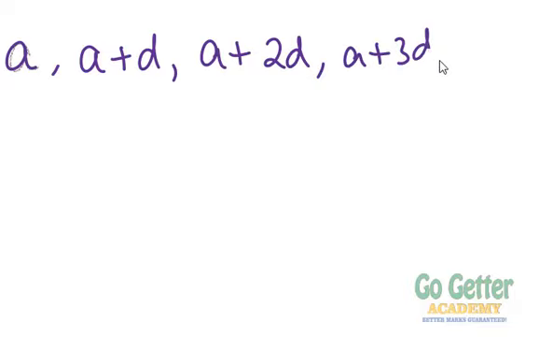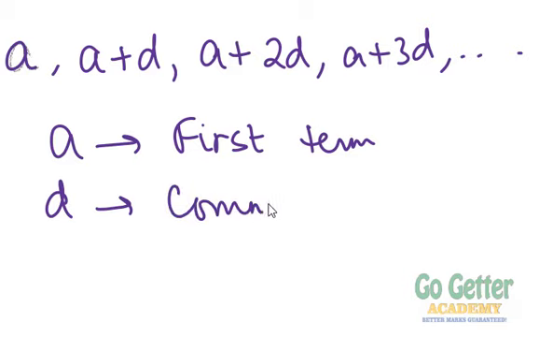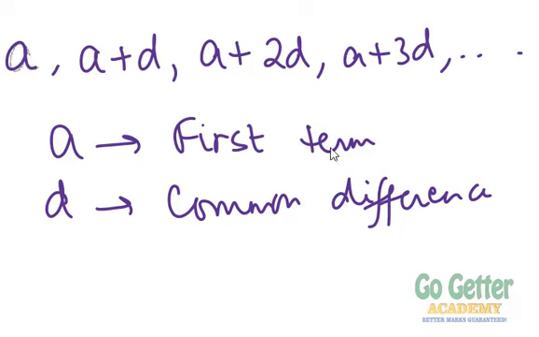What is A here? A is the first term of the arithmetic progression. And what is D here? D is the common difference. So what is this basically? This is the general form of an AP. If the AP is finite, the numbers will end somewhere. And if the AP is infinite, then the numbers will go on and on.